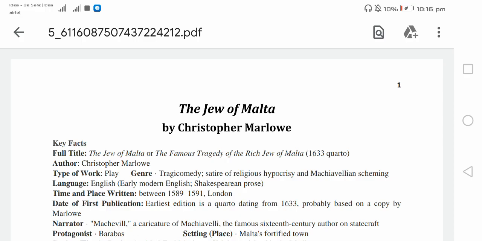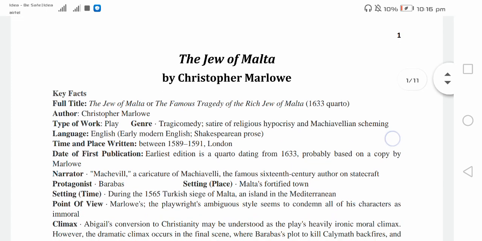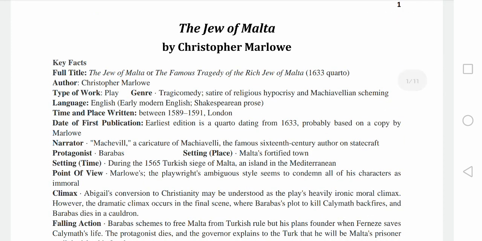Hello, literature lovers. Today I want to discuss The Jew of Malta by Christopher Marlowe. Talking about some key facts, it's by Christopher Marlowe, the genre is tragicomedy, and the language used here is English.